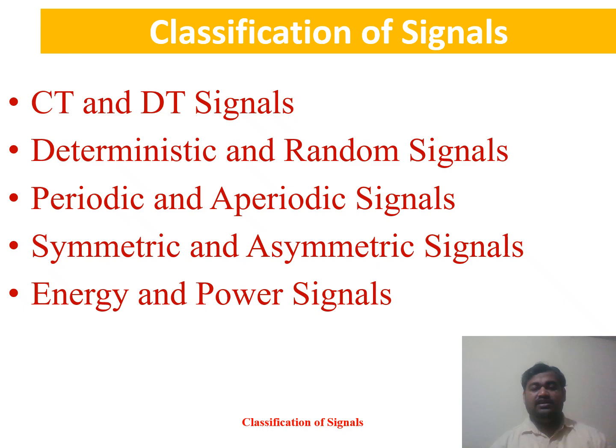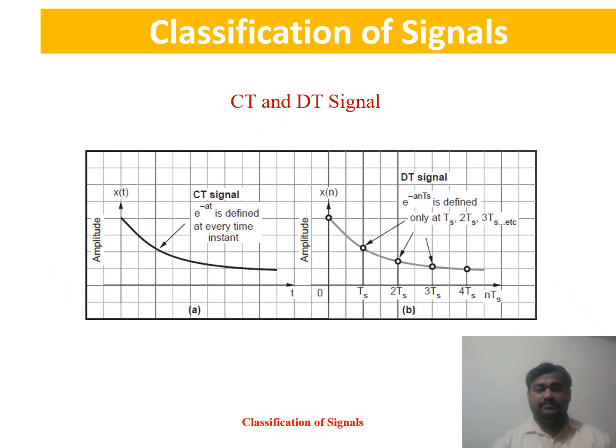Classification of signal. There are 5 classifications of signal: CT signal and DT signal, deterministic and random signal, periodic and aperiodic signal, symmetric and asymmetric signal, energy and power signals. These are the 5 classifications of signal. First one, CT signal and DT signal. CT, continuous time signal. DT, discrete time signal.